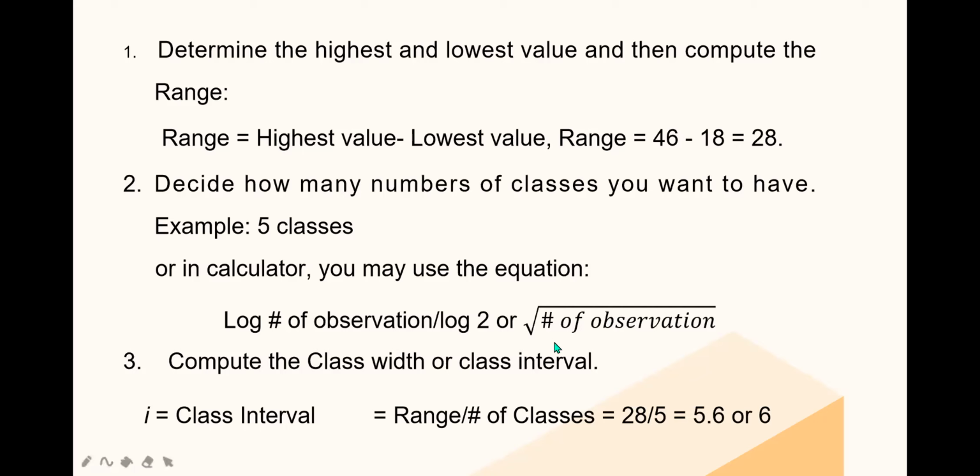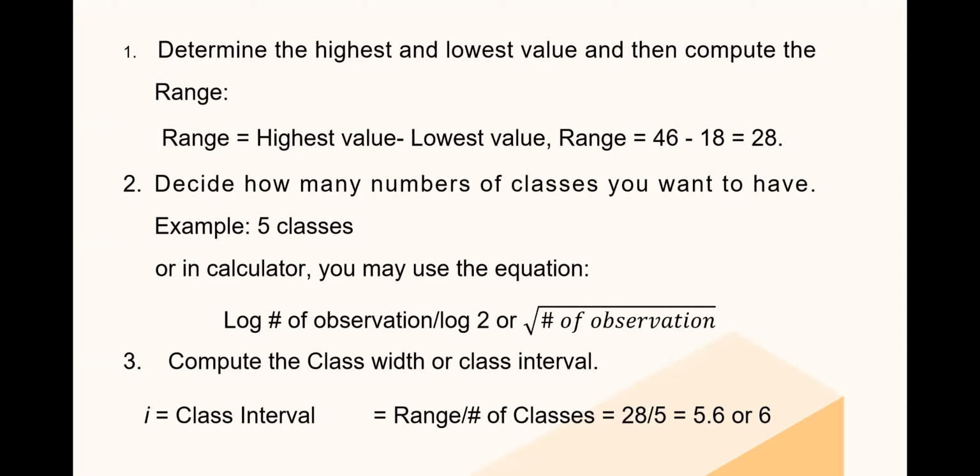Again, take note of the words round up. Even though it is less than 0.5, we're going to round up the classes. For step number 2, let me repeat: based on the square root of 20, that is 4.47. Round up, that is equal to 5 classes.